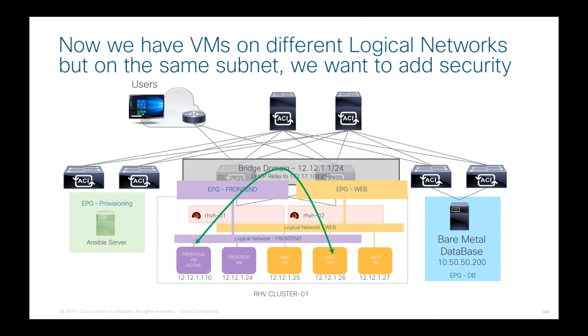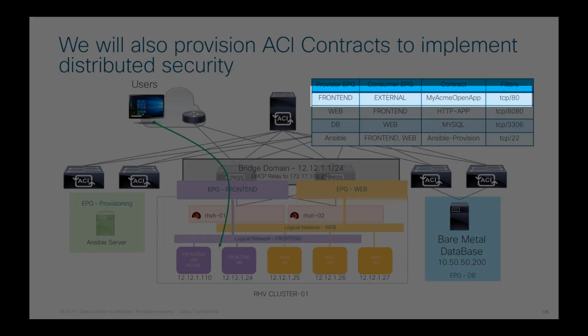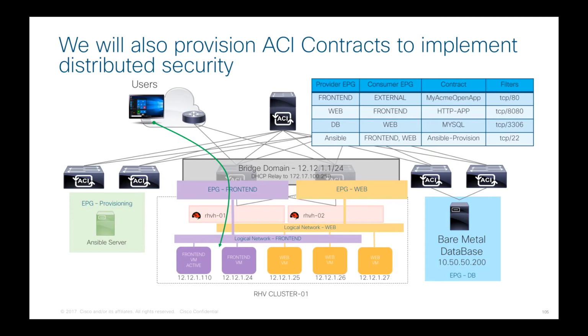Now we will have virtual machines that are on different logical networks and therefore have to communicate through the fabric between them. They're on the same subnet though, so unless we put some security, they will be able to communicate with one another. So we will provision contracts as well as part of the Ansible playbook to implement distributed security. Our contracts will limit the external connectivity exclusively to the front end. Any traffic from external users trying to reach directly the web virtual machines will be dropped.